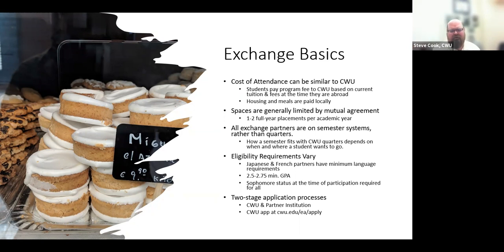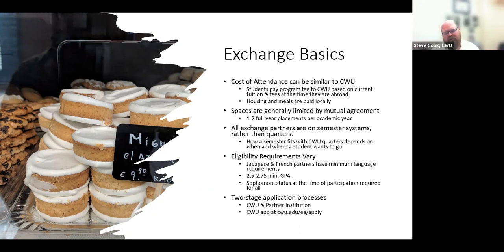Eligibility requirements do vary by program. For example, our Japanese and French partners do have minimum language requirements, and I'll talk more about those once we get to their profiles. Minimum GPA is usually between 2.5 and 2.75, and we can be flexible depending on what's going on.